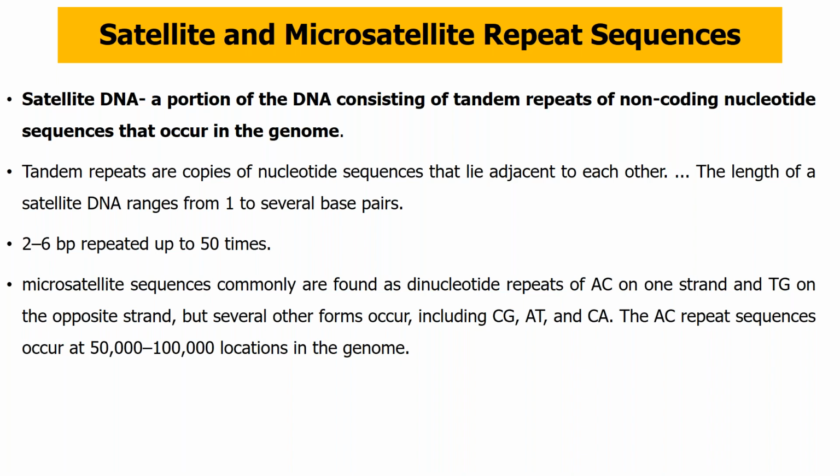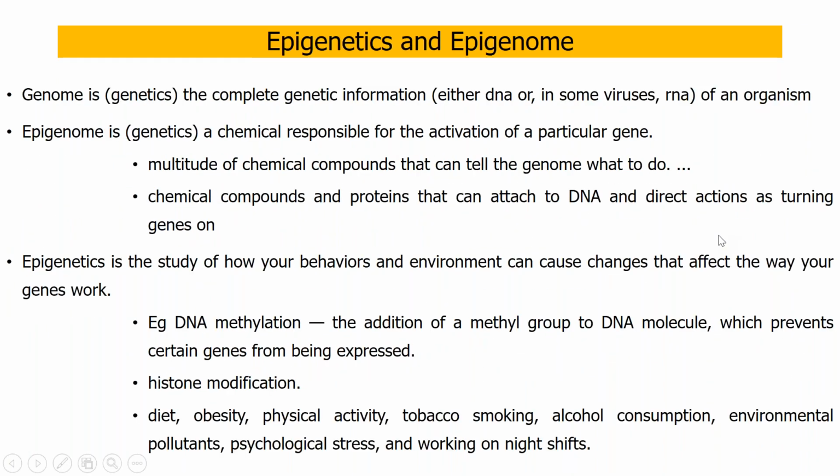AC repeat sequences occur at 50,000 to 1 lakh locations in the genome. So the number of microsatellite repeats at a given location on two homologous chromosomes is usually different. Usually this microsatellite DNA is associated with most genes and it serves as a marker for them.